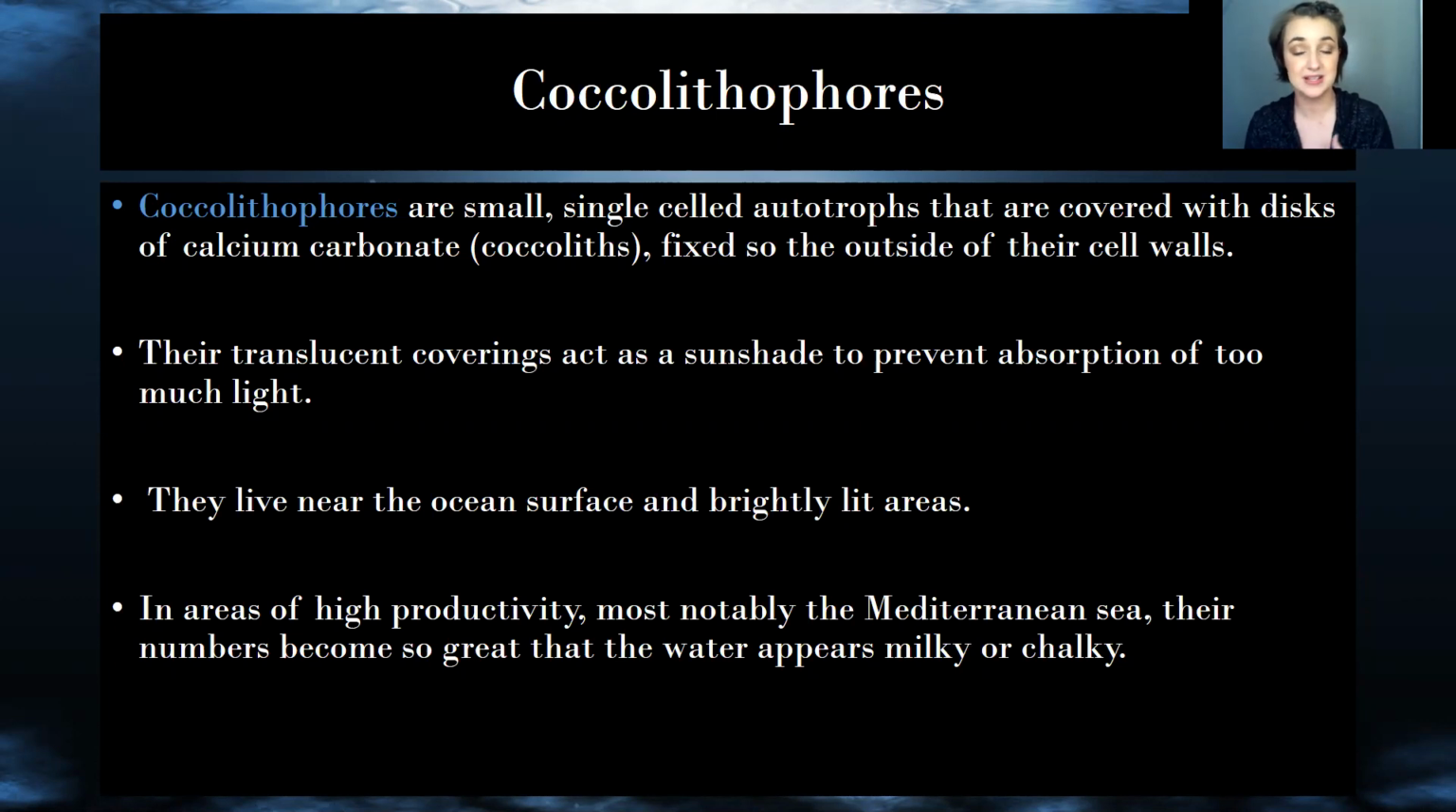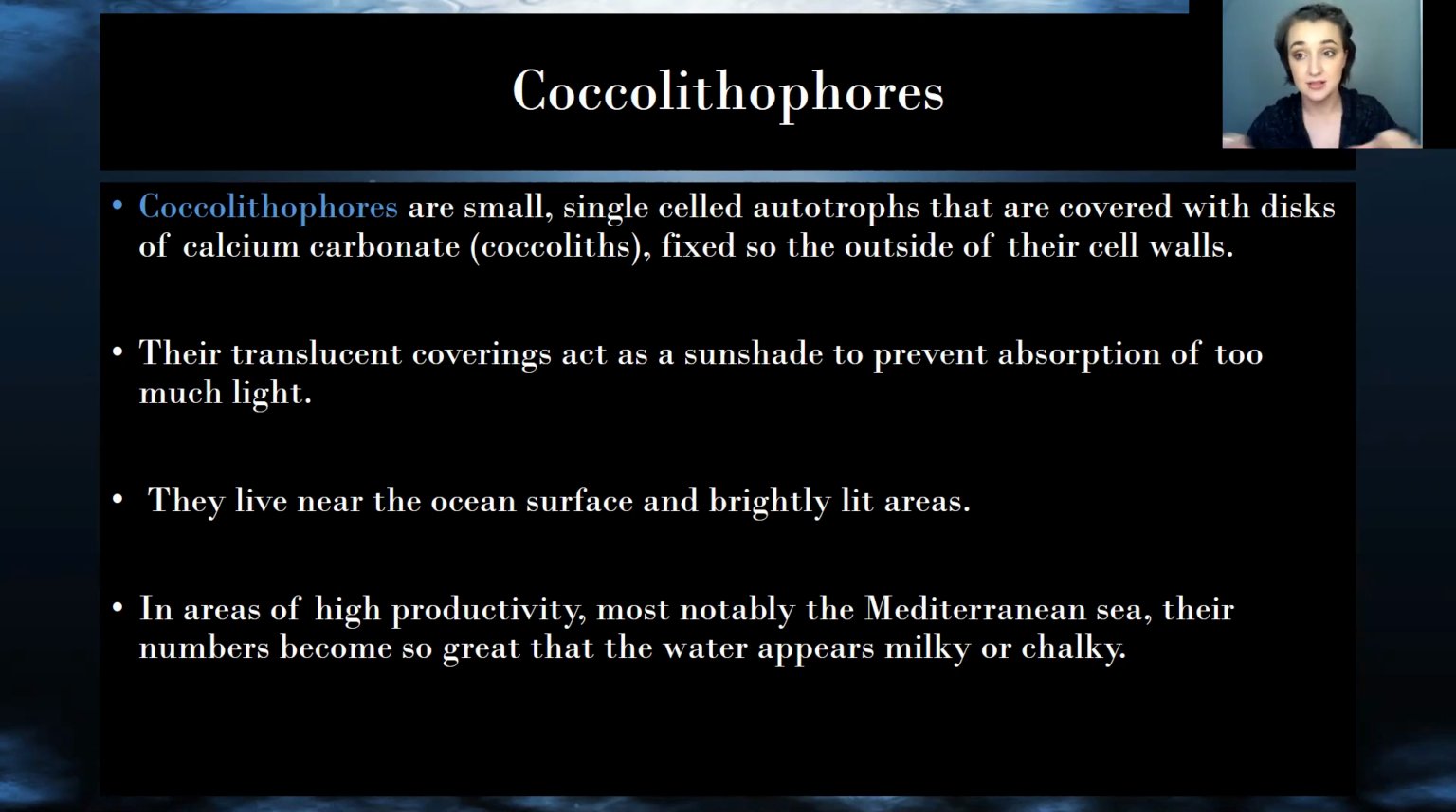So these are typically going to live in those brightly lit areas, and because they have their sunshade, they tend to be safely able to work in these areas where other plankton types wouldn't be able to. Now, a good example of this is the Mediterranean. Now, in these areas, they can actually do similar to the dinoflagellates, where they get so numerous that they cause the water to change color. In this case, they'll actually turn the water kind of not white, but almost milky or chalky, kind of hazy looking. And this is because they all have those discs on top of them.